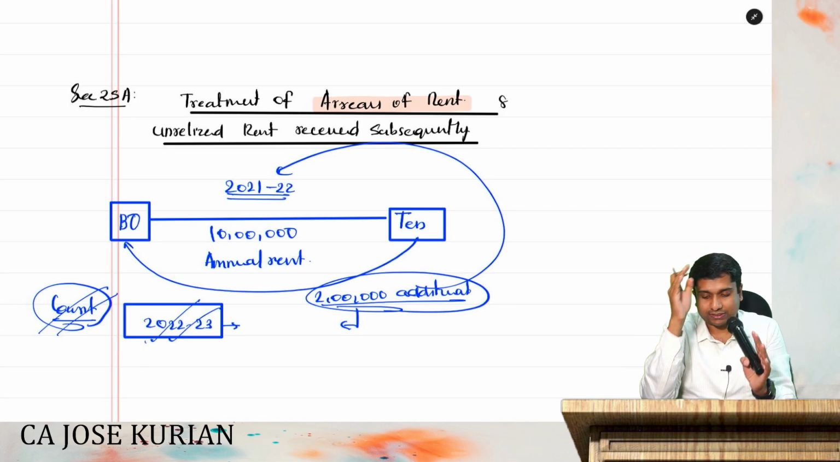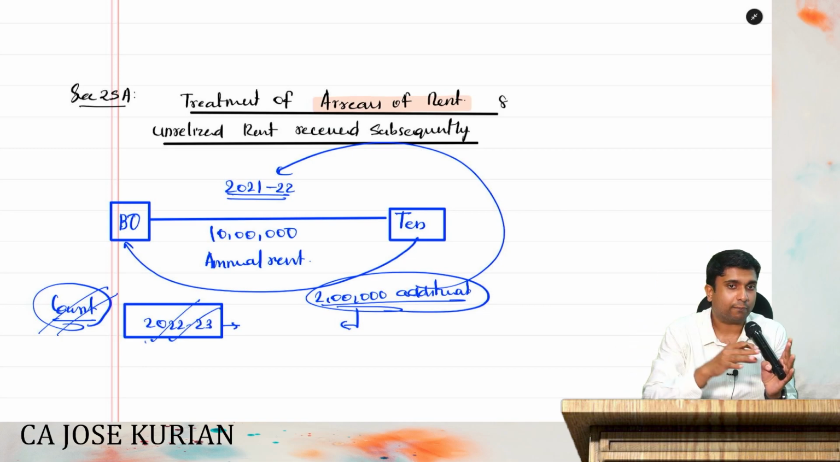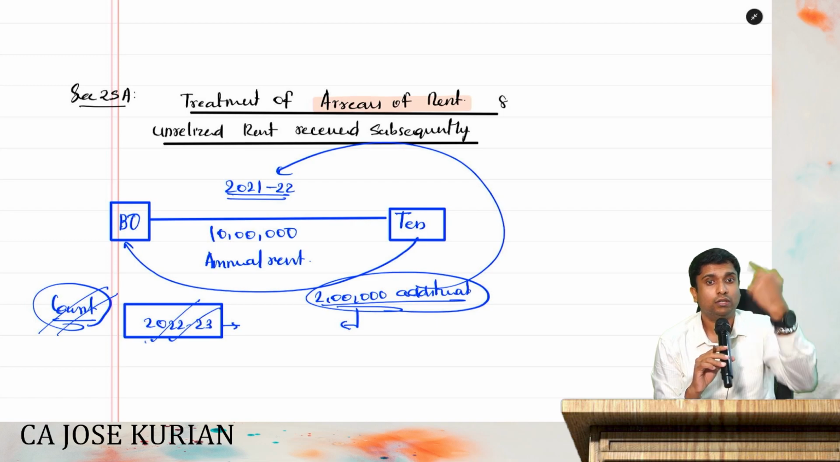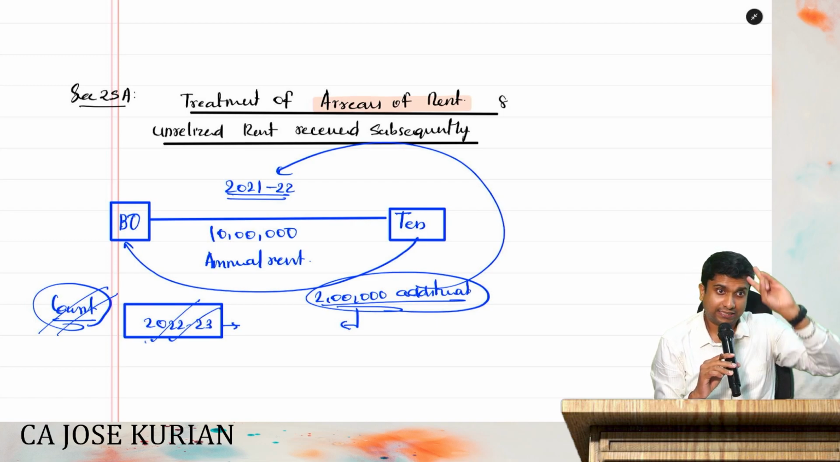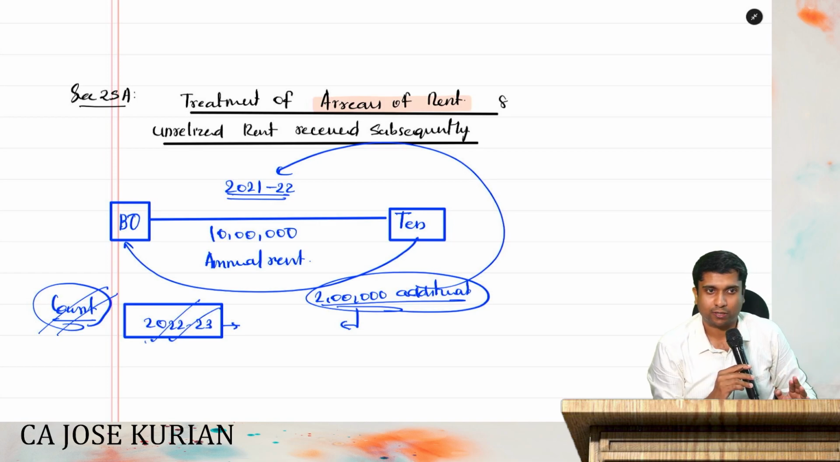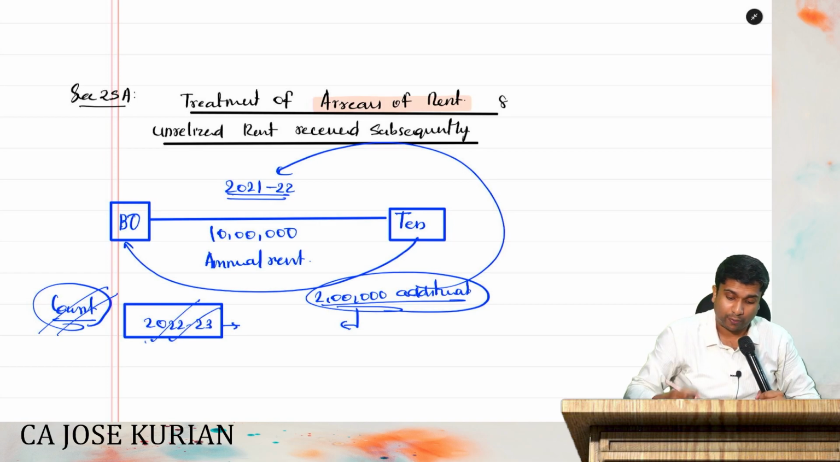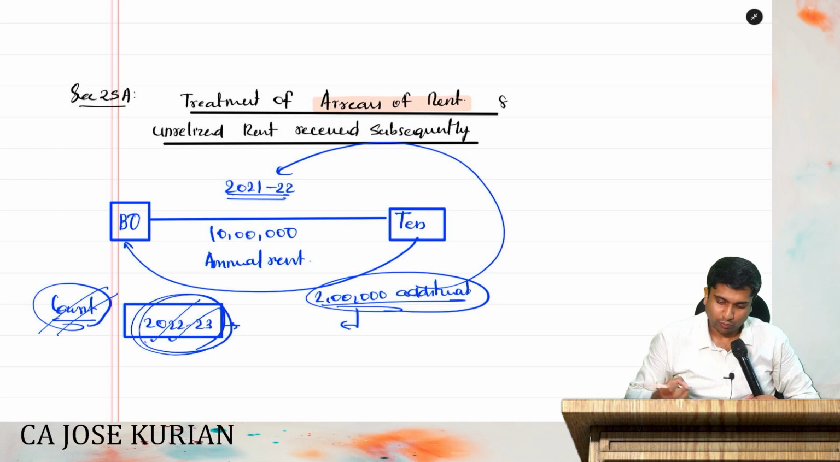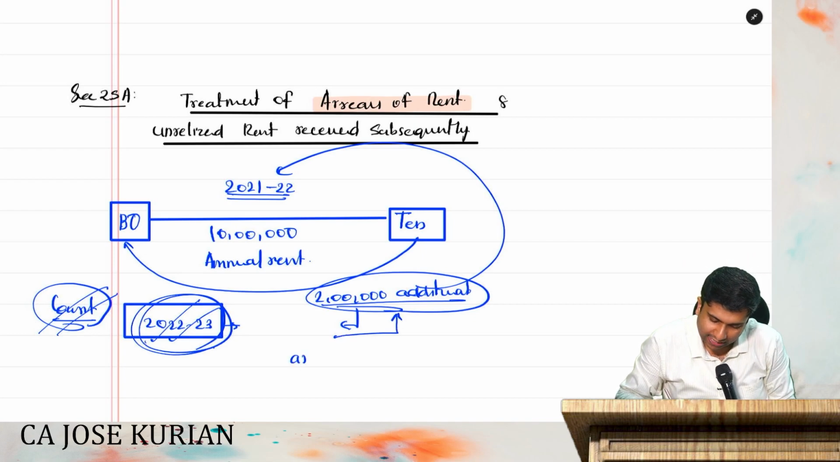Tenant said that I will not pay you an additional 2 lakh. But building owner insisted the tenant to give the additional 2 lakh. They got clarity only when the court has given a direction on that particular matter. And the court direction came in 22-23. So this 2 lakh is said to be arrears of rent received subsequently.